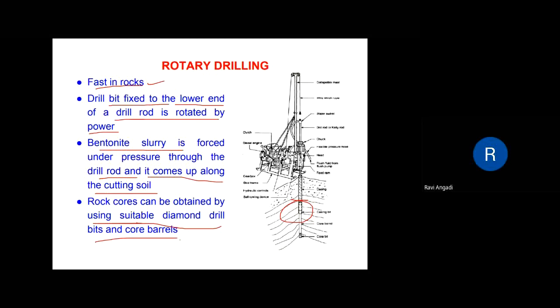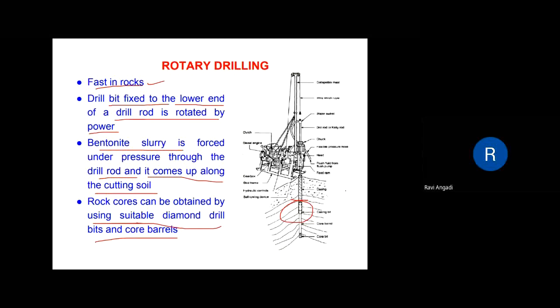And it is very much useful for the rock strata. This is the rotary type of drilling method. Even here, when the soil sample is required to be taken, the drilling rod is raised and the drilling bit is replaced by the sampler. This rotary drilling can be used in clay, sand and rocks also, and boreholes of diameter 50 millimeter to 200 millimeter can be easily made by this method.